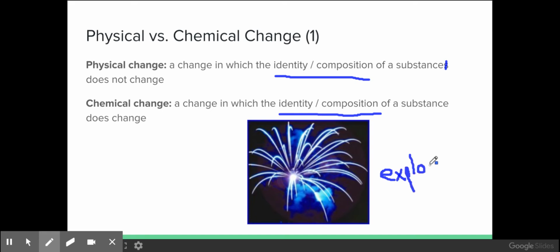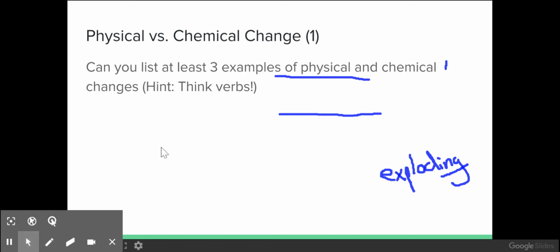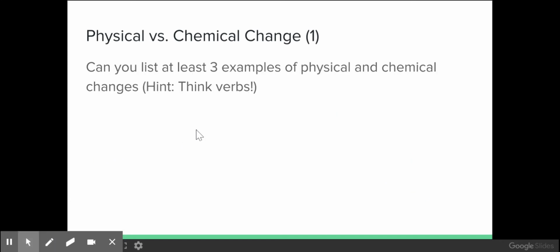If something explodes, such as a firework, the gunpowder and the other chemicals that are inside of the firework undergo a change in which the atoms rearrange and form entirely new substances. Chemical changes and physical changes are verbs, they're actions. Let's see if we can identify some other things that are physical and chemical changes. Pause the video and see if you can come up with a list of at least 3 physical changes and 3 chemical changes.